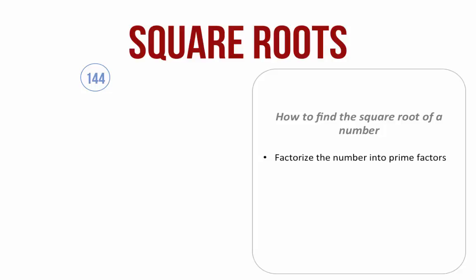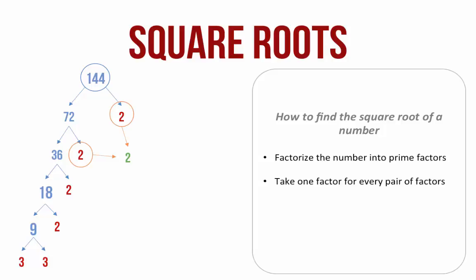As we learnt in the HCF and LCM video, let us factorize 144 into its prime factors. 144 has 4 2's and 2 3's as its prime factors. We now take one prime factor for each pair of prime factors. So we have 2 2's and 1 3. Multiply them to get the square root of 144.